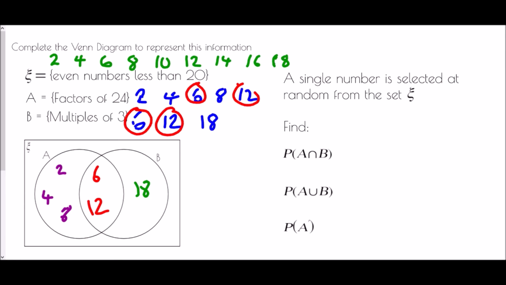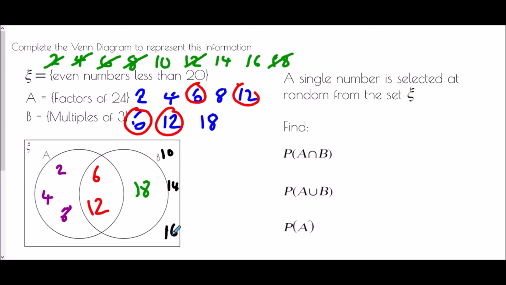And then to finish, we need to look at that outside area, the elements which are left over in the universal set which we haven't already used. So take out 2 and 4 and 6 and 8 and 12 and 18. So we are left on the outside with 10 and 14 and 16. So next comes the questions about this set. We've been told that a single number is selected at random from the set psi. Now that is the universal set.